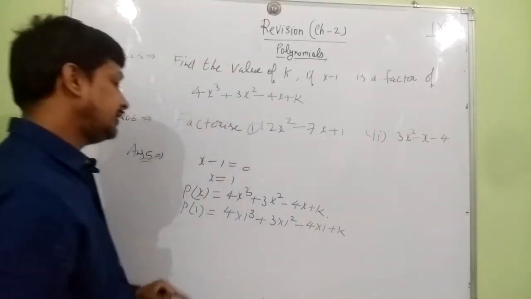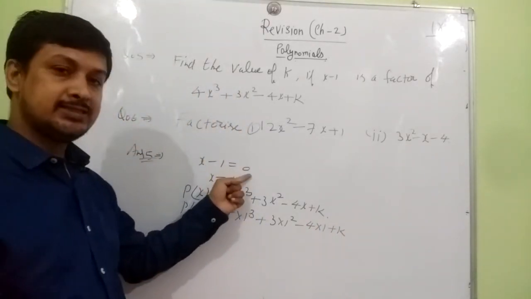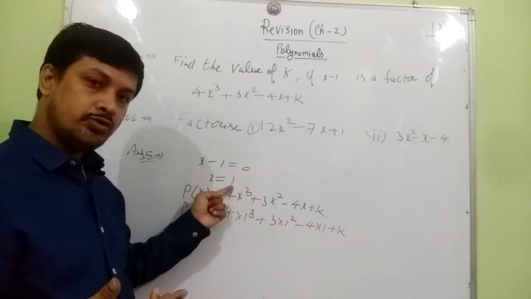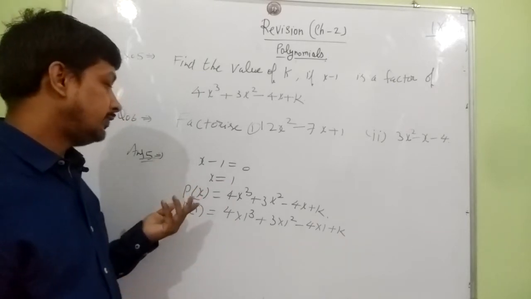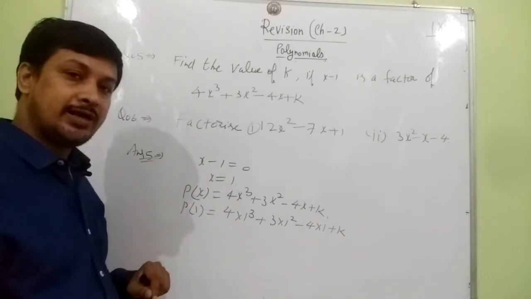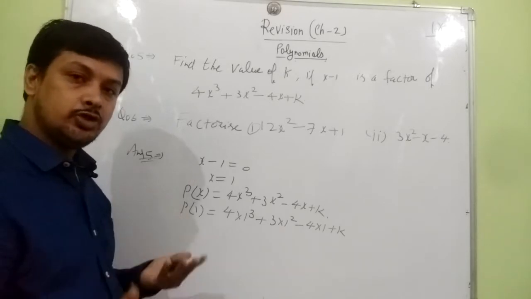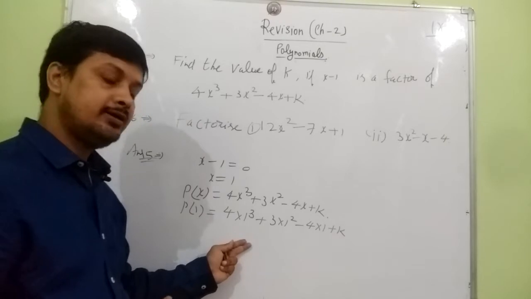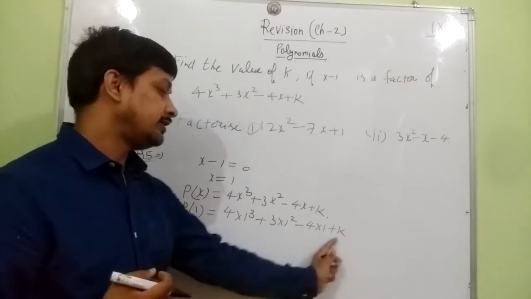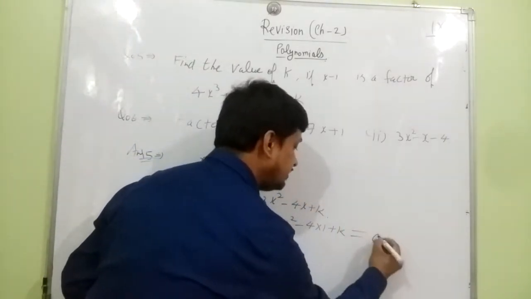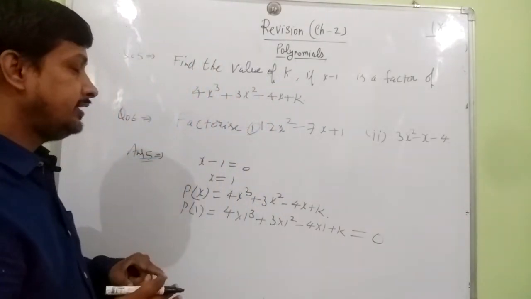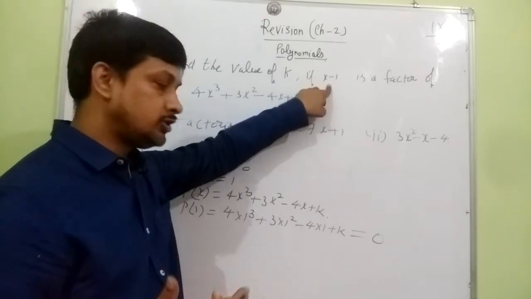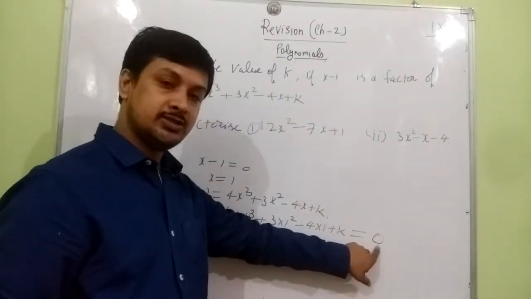Because it is declared that x minus 1 is its factor, what does it mean? x equal to 1 is its zero. If x minus 1 is its factor, then we know the remainder should be 0. By this method, what we are getting is the remainder. According to us, this is the remainder, but according to the question, the remainder is 0, because it is already declared that x minus 1 is a factor. So if x minus 1 is a factor, then the remainder should be 0. So we have kept 0 here.